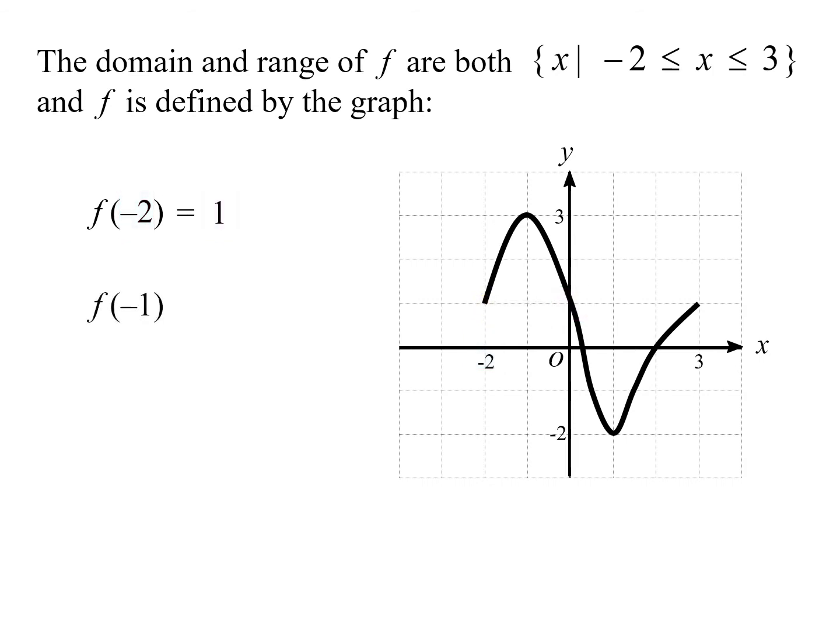f(-1): find -1 on the x-axis, go up to the graph, and read the y value, which is 3. f(0): when x is 0, you go up to the y value, that's the y-intercept there, and that's 1.